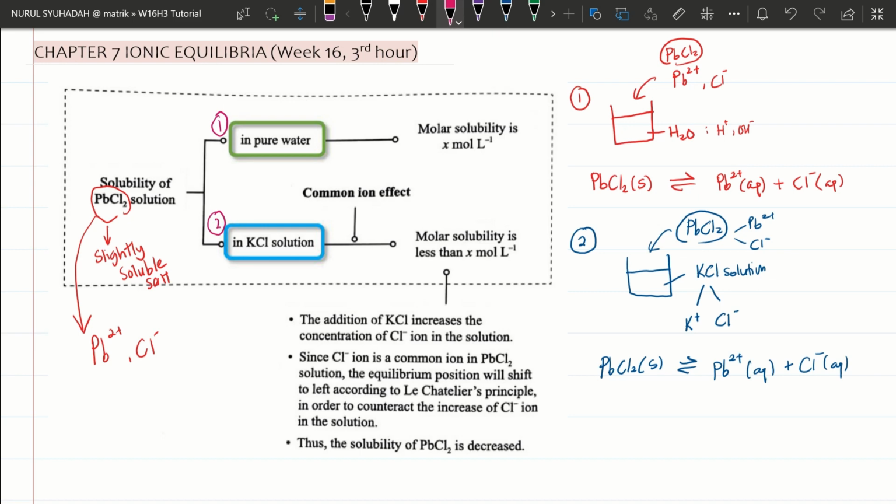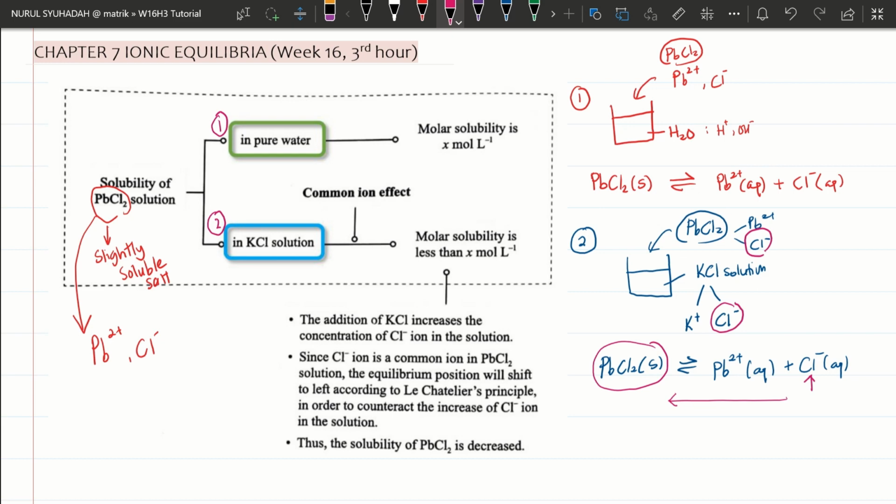Okay, cuma dekat sini bezanya adalah inside the second one, in KCl solution, we have a common ion. Okay, initially kita dah ada concentration of Cl-. So once we add more of Cl-, concentration of Cl- akan jadi sangat banyak dekat dalam kita punya bekas ni. Okay, so once the concentration of Cl- increase, what happened to the equilibrium position? It will shift to the left. Shift to the left to produce more PbCl2.